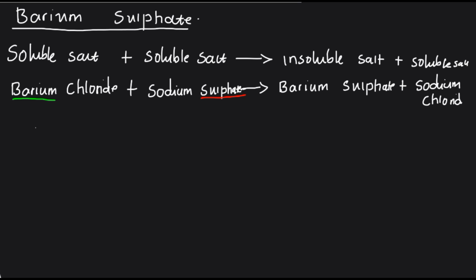Now let's convert this into a chemical equation. Barium has a symbol of Ba, and according to my periodic table here, barium is in group 2, so it has a valence of 2. Chlorine has a valence of 1, so we are going to have a 2 here. Remember, all soluble salts are aqueous. Plus sodium. Sodium is in group 1, valence 1. Sulfate is a radical with a valence of 2. That 2 will come here. Then we put aqueous.